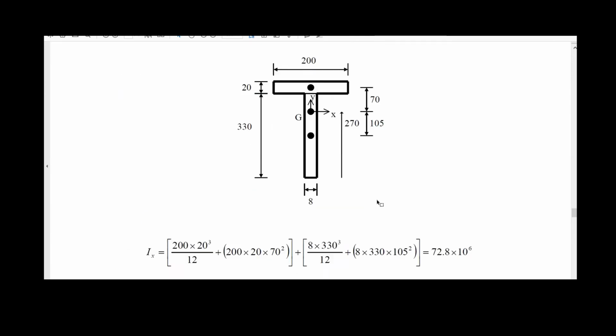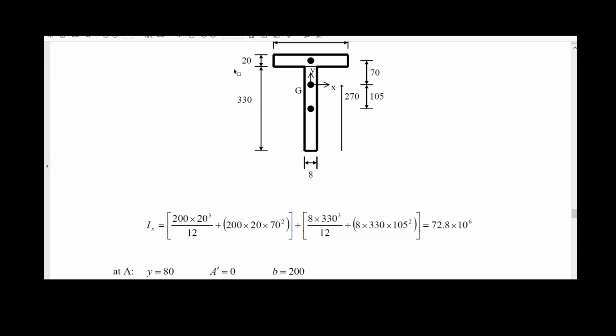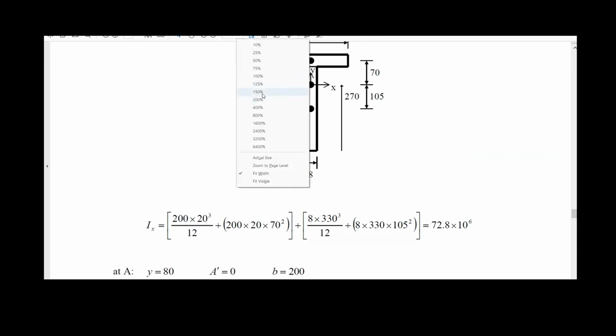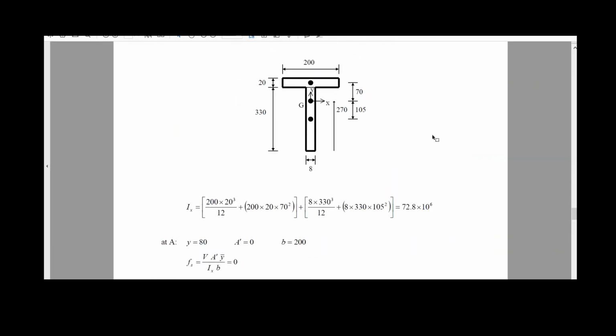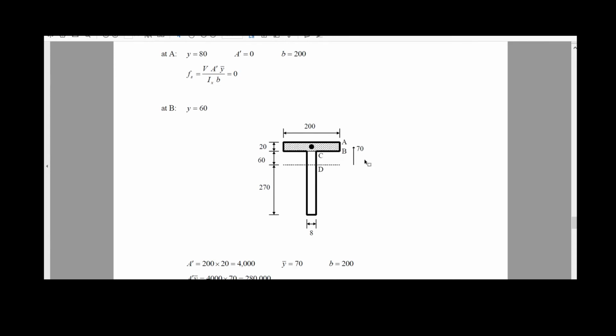Once you have this calculated, you do exactly as we did before with the I-section. You go point by point, defining a series of points. You define point E in this corner, point B in the next corner, point C in the corner between the web and the top of the T, and point D will be the intersection of the neutral axis and the web.